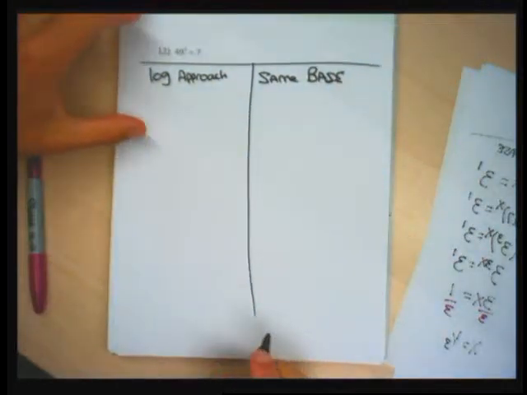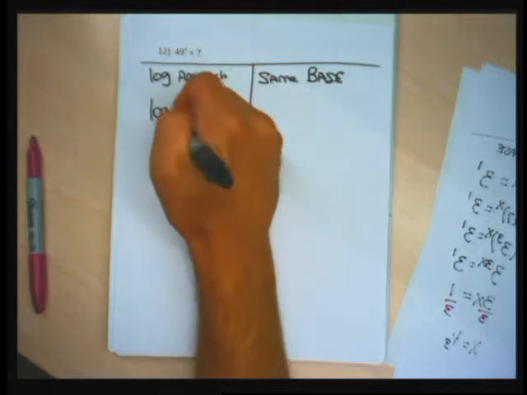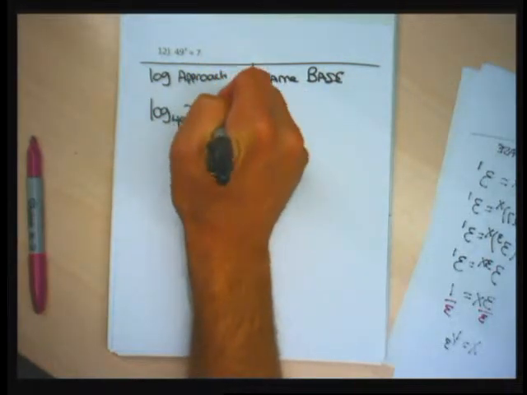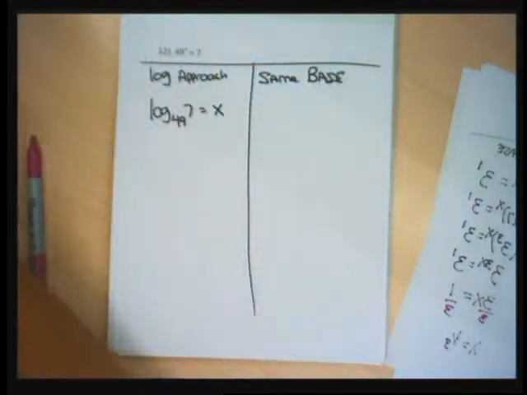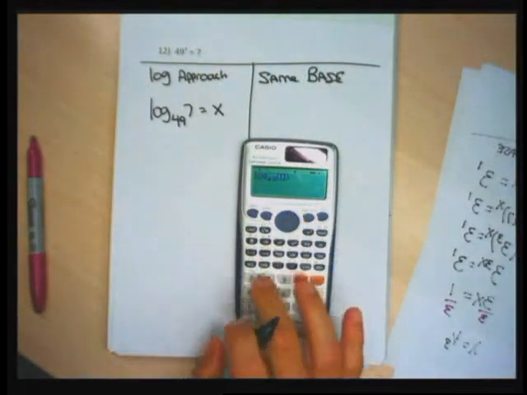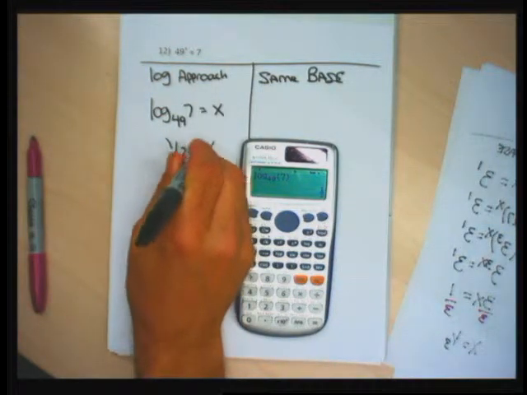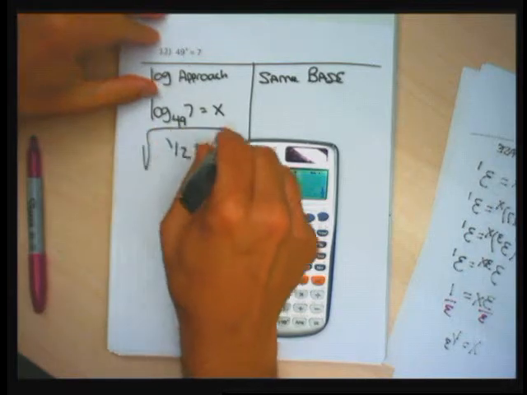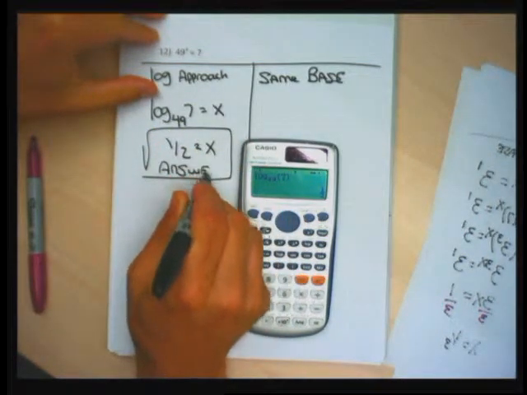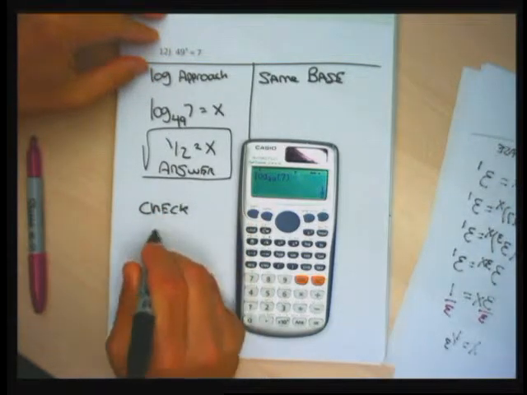So the logarithmic approach, I write the word log, the 49 becomes the base, and I switch the 7 and the x. I'm done. I just need to figure out what that equals to. So the log base 49 of 7, I get 1/2 equals to x. That should be my answer, and I'm definitely going to check that. Anytime I have a problem with an equal sign, I should check.